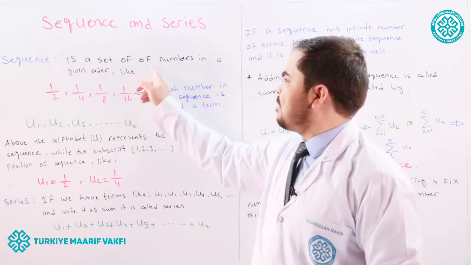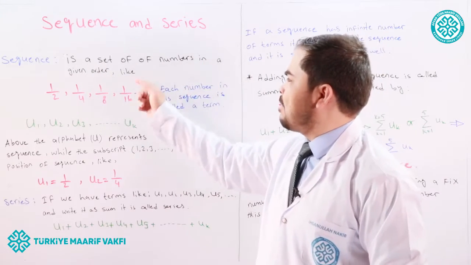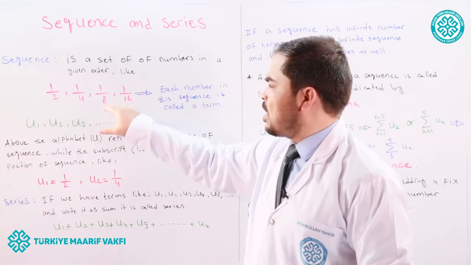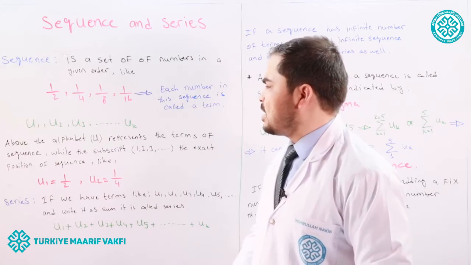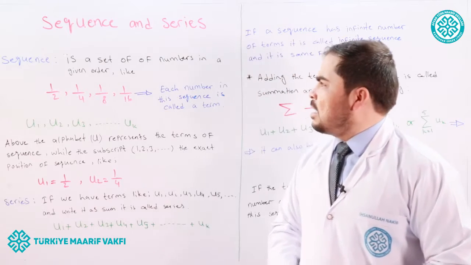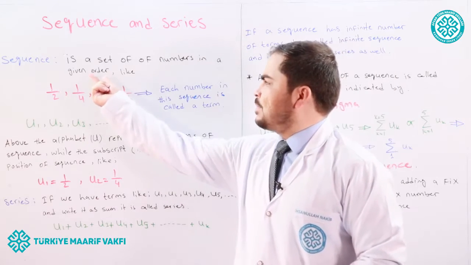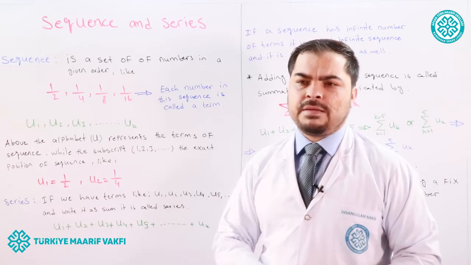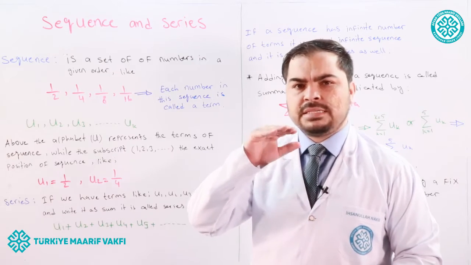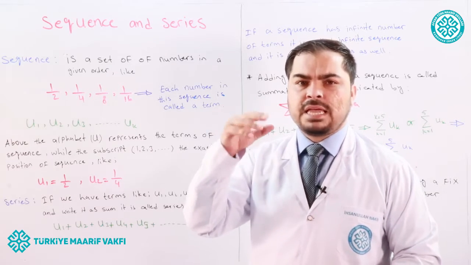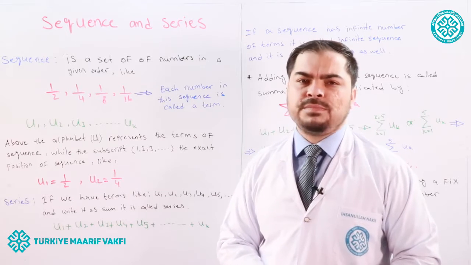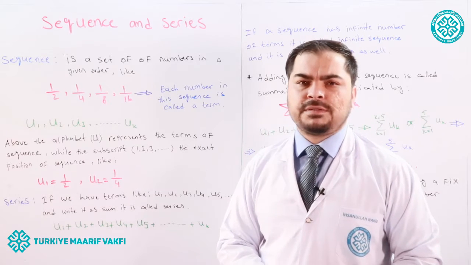A sequence is a set of numbers in a given order, like 1 over 2, 1 over 4, 1 over 8, 1 over 16. Here we have order. What does order mean? Order means a number can be decreasing in a specific ratio or a difference, or it may be increasing in a specific ratio or difference.